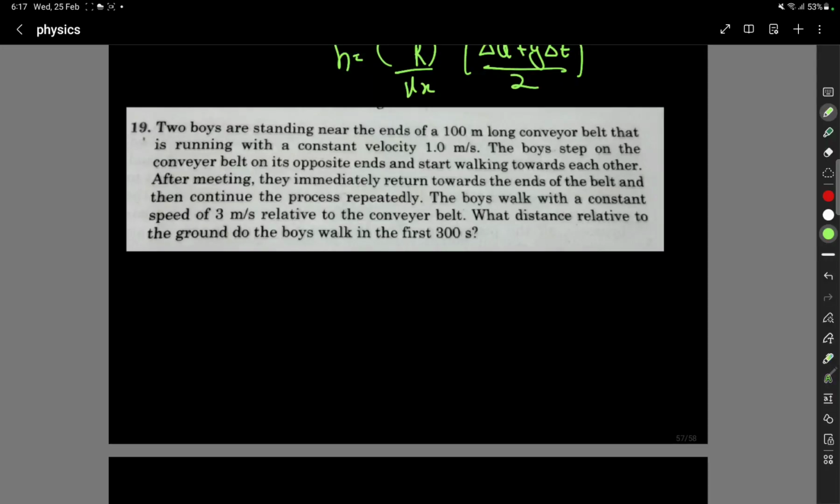Two boys are standing near the ends of a 100-meter long conveyor belt that is running with a constant velocity of 1 meter per second. The boys step on the conveyor belt from opposite sides and start walking towards each other. After meeting, they immediately return towards the ends of the belt and then continue the process repeatedly. The boys walk with a constant speed of 3 meters per second relative to the conveyor belt. What distance relative to the ground do the boys walk in the first 300 seconds?